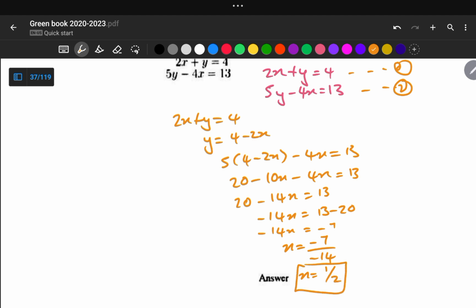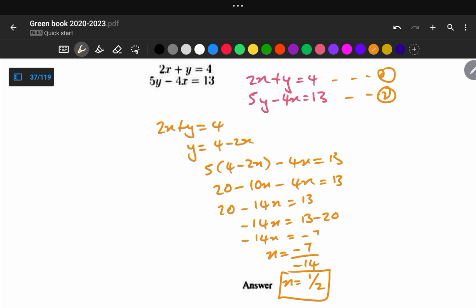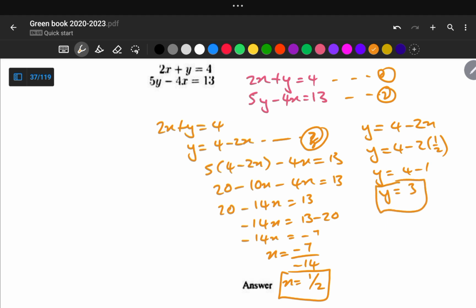And let us try to calculate the value of y using this equation here. So if y is equal to 4 minus 2x and x is equal to half, therefore y is equal to 4 minus 2 multiplied by half. If we multiply 2 by half, we will get 1. Therefore y is equal to 4 minus 1, and y is equal to 3. So this is the value of y.